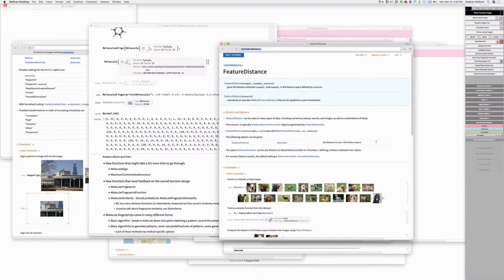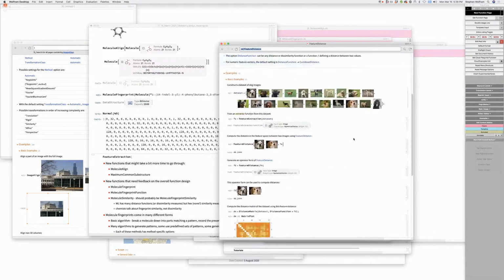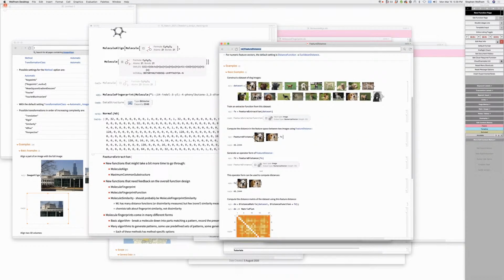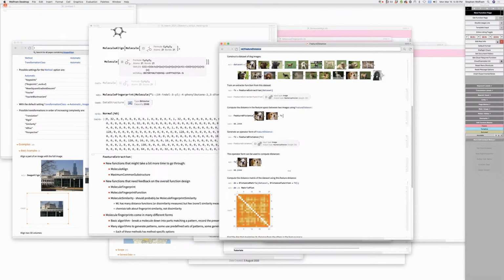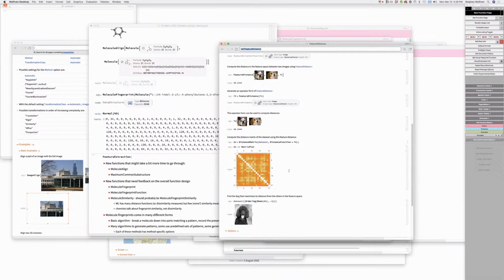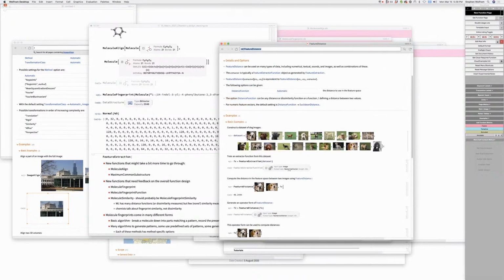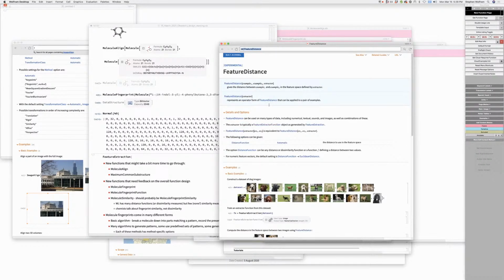So this should all plug together. I mean, feature distance should be able to take that as an extractor. I don't think it necessarily needs a standard feature vector. I don't know what it needs to get back from the feature extractor, and you need to look it up. I suspect it's a list of numbers, but I don't know.